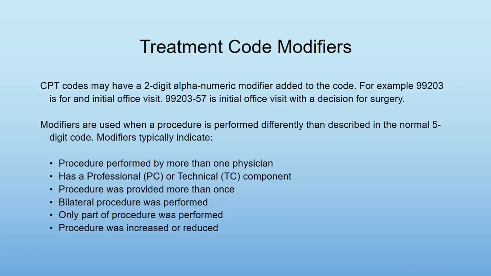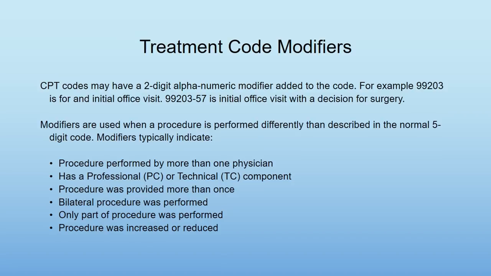Treatment code modifiers. CPT codes have a 2-digit alphanumeric modifier that's added on the end of the code. So an example would be like a 99203 that's used for an initial office visit. You might have a modifier on the end, a -57 for this example, that indicates a decision was made for surgery at this visit.